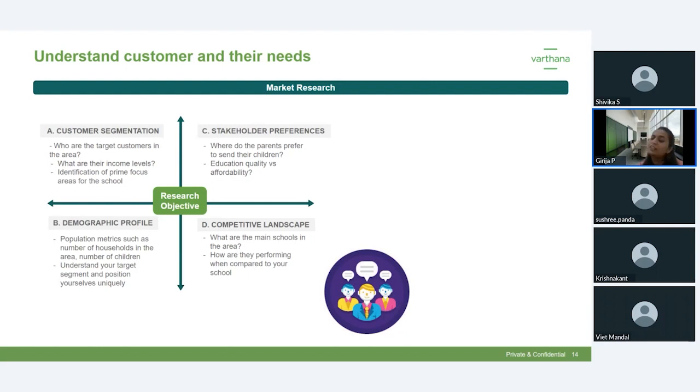Whenever they are making a decision, what are their preferences? Is it education quality or affordability? And last but not least, it is very important to see what the competitive schools within the area are offering to the parents, and who these schools are. So like this, you can have a research objective. When you are doing marketing research, it will give you direction on how you can conduct it.